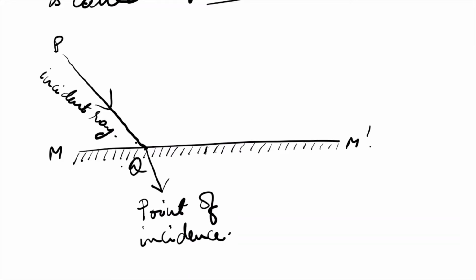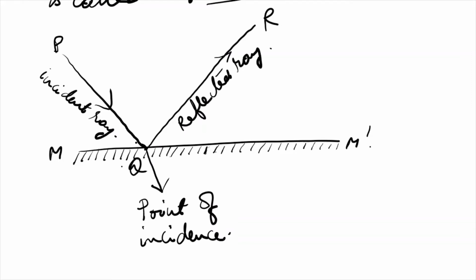Now, this light ray PQ, when it falls on this brightly polished mirror MM1, is reflected back, or bounces back, in this manner, in the form of light ray QR. This light ray which is bouncing back is called the reflected ray. So PQ is the incident ray, QR is the reflected ray, and the point Q is called the point of incidence.